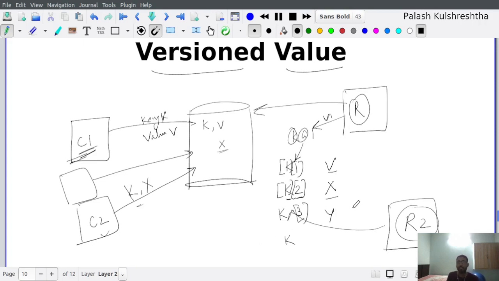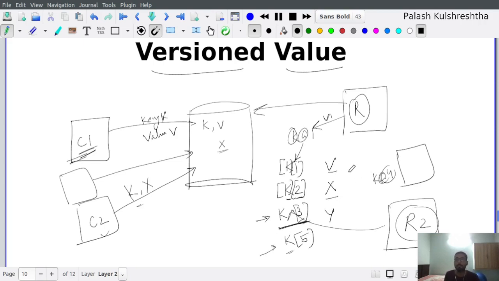They can also specify versions that are not present in our system. For example, let's say after K3 we have K5, key at version 5, and a reader comes and wants to read key at version 4. Since it is not present, it is going to give either the key that was written before it or after it. There are multiple possibilities.